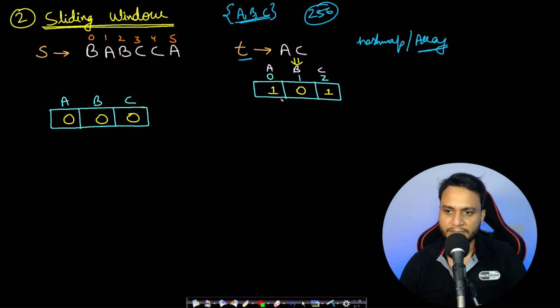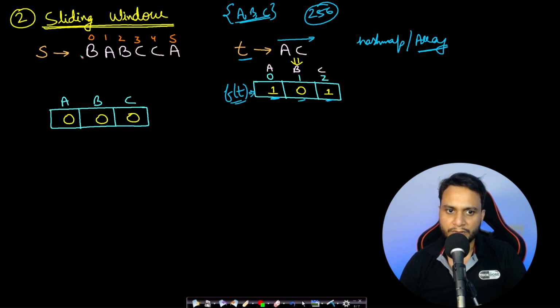Now each of their initial frequencies will be 0, and as I parse from left to right on T, I can count the frequency. Frequency of A is 1, frequency of B is 0, frequency of C is 1. So this is the frequency array of T, right?